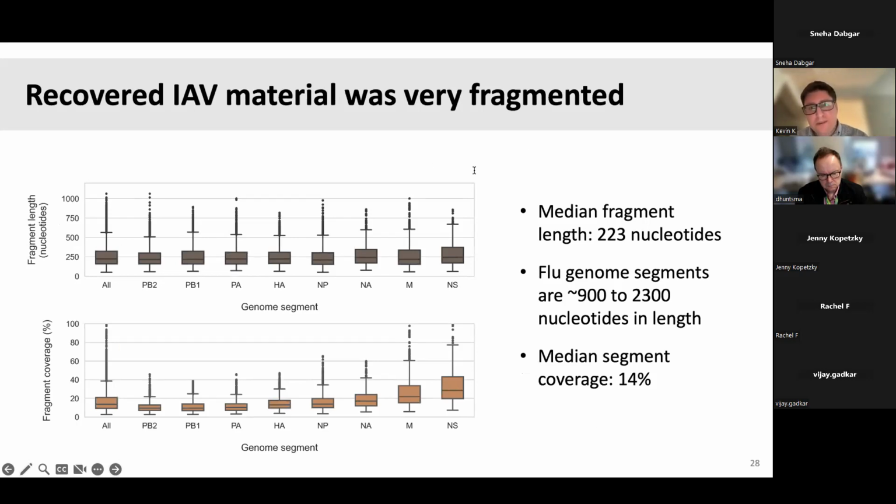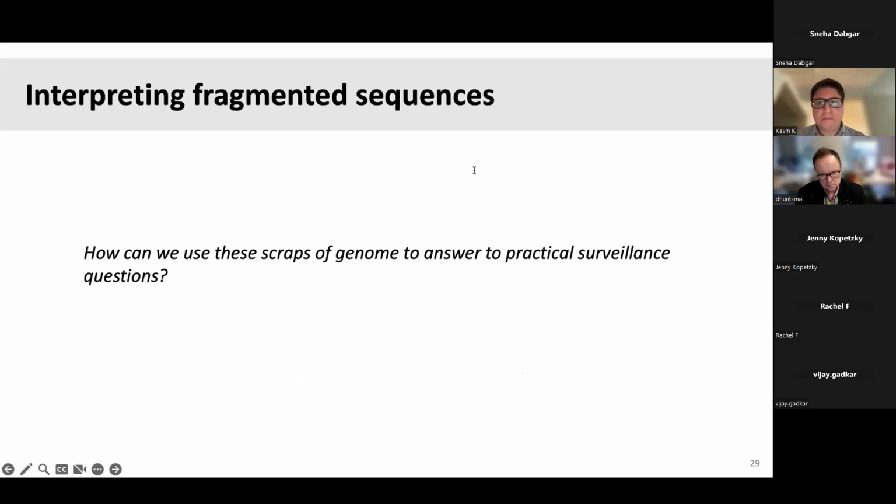Now, these results also did highlight that the flu genomes are very fragmented. The median fragment is only 223 nucleotides long. For your reference, the flu genome segments range in length from 900 to 2300 nucleotides. So basically, the median fragment only covered about 14% of its genome segment.